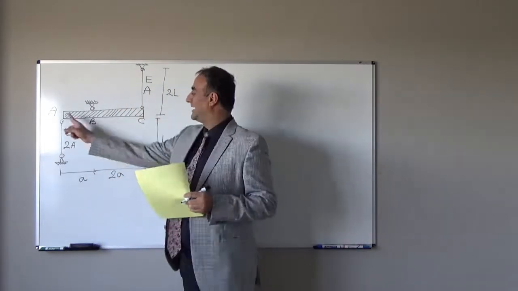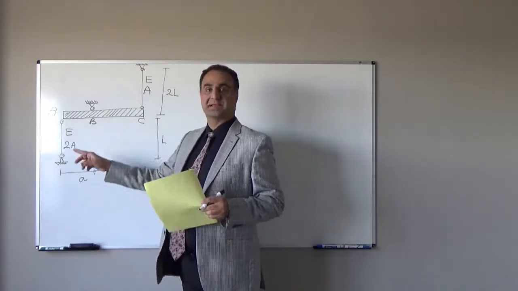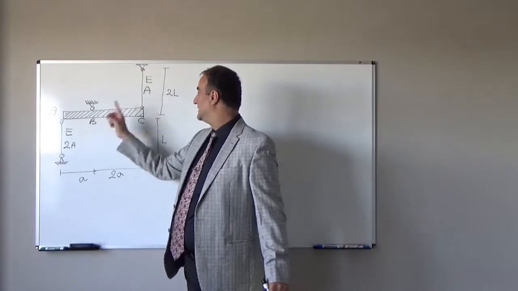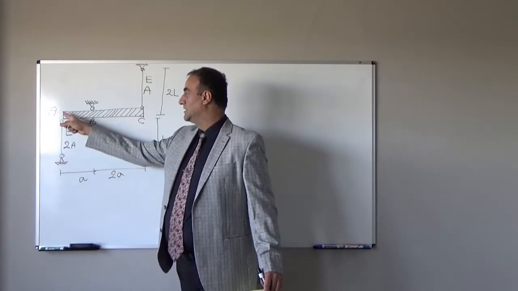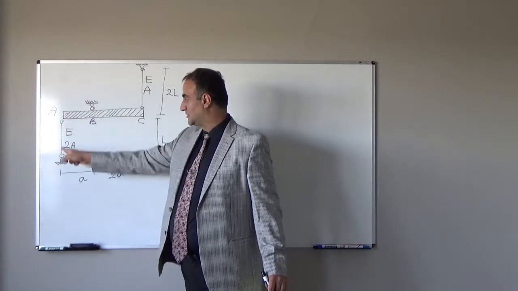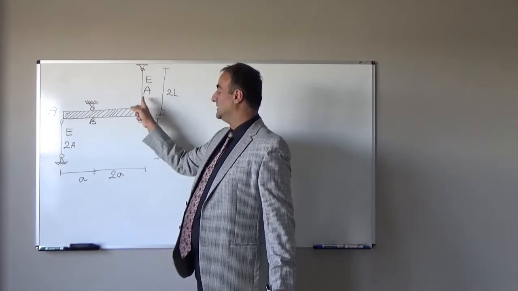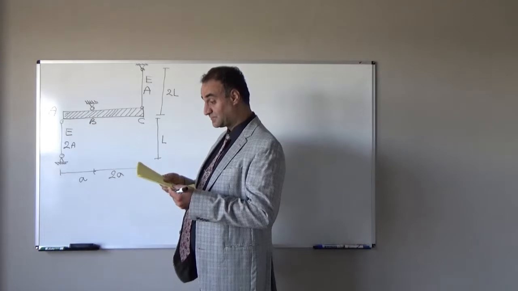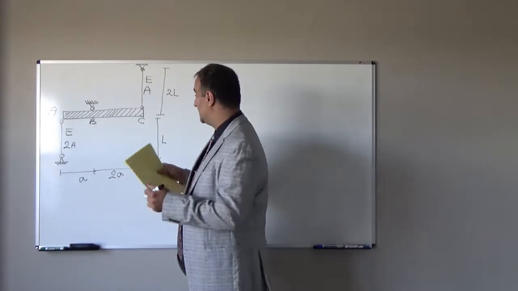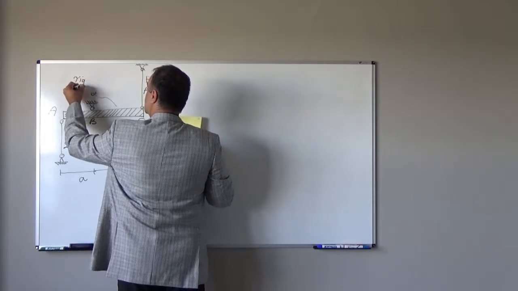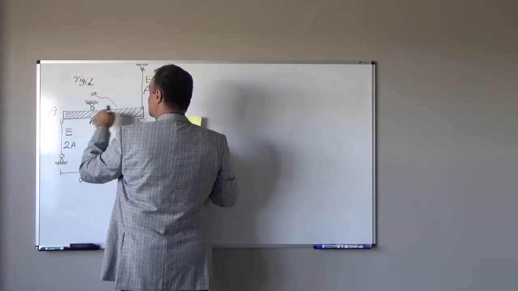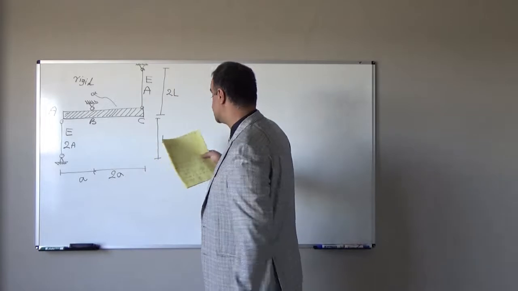So the material for both rods is the same. For example, both are steel, and the cross-sectional area here is A, here is 2A. So the cross-sectional area for this member is 2 times that of this member. And this beam is rigid, so we assume there is no deformation for this beam.